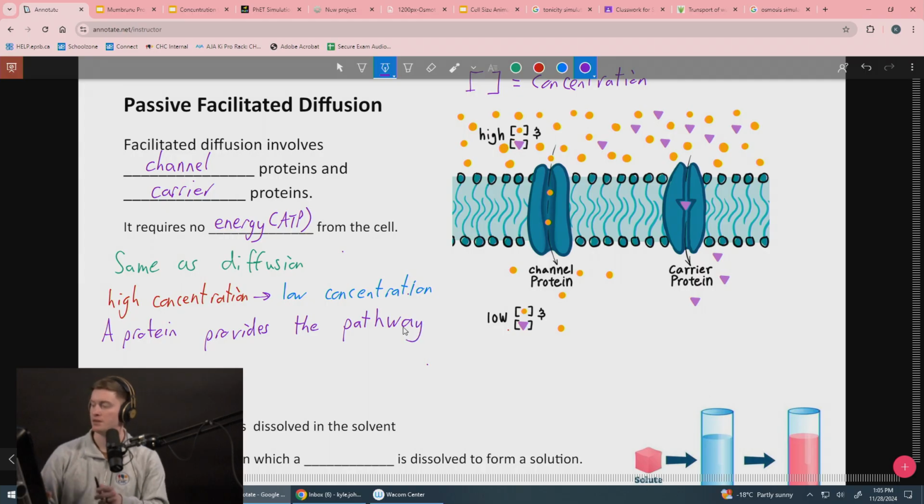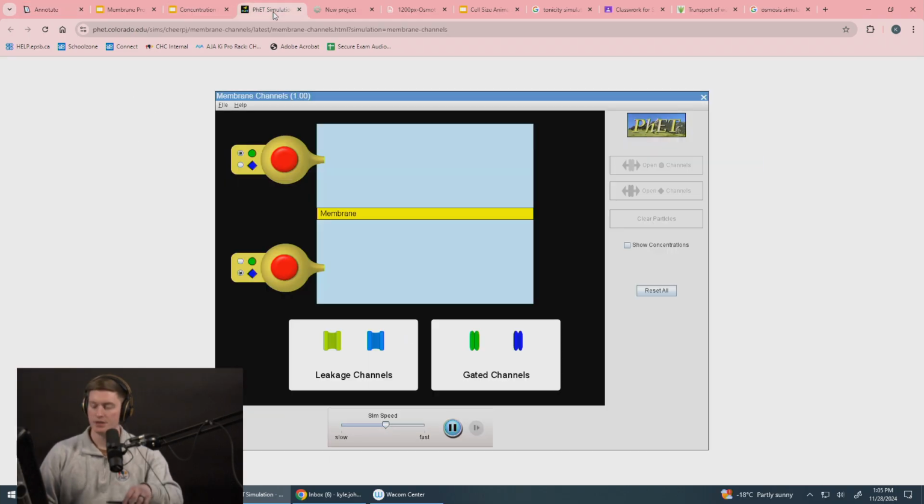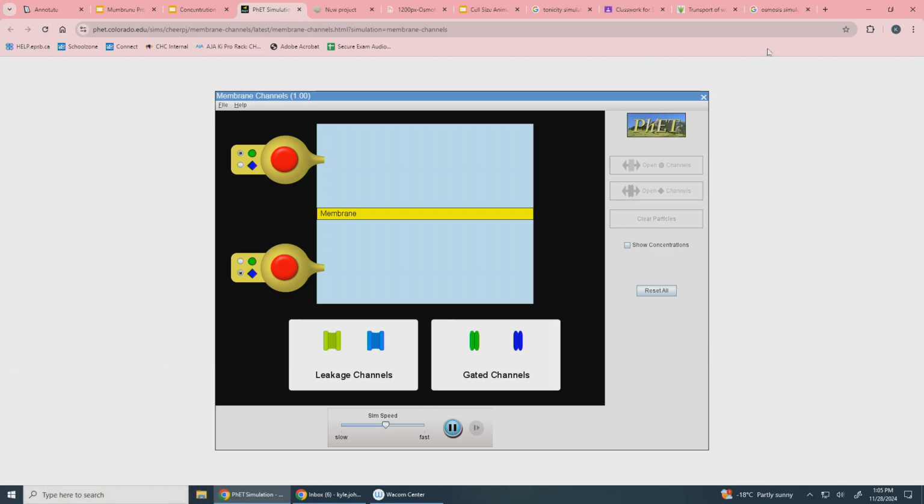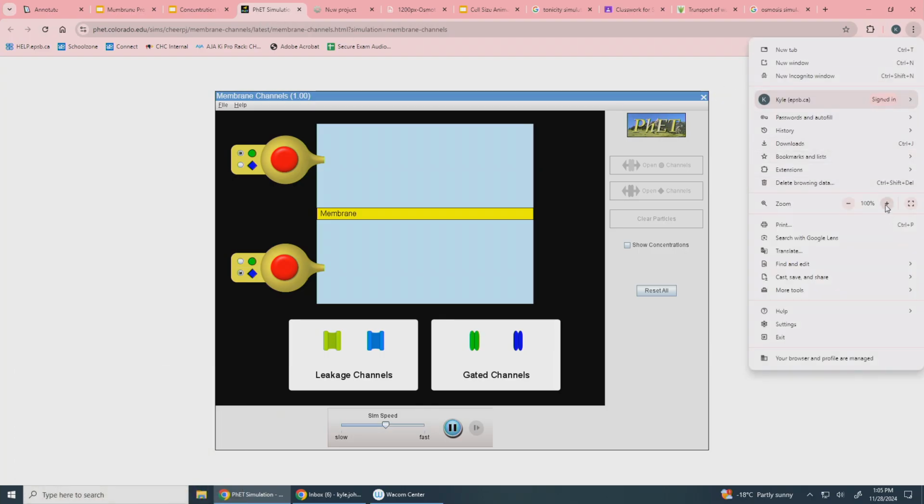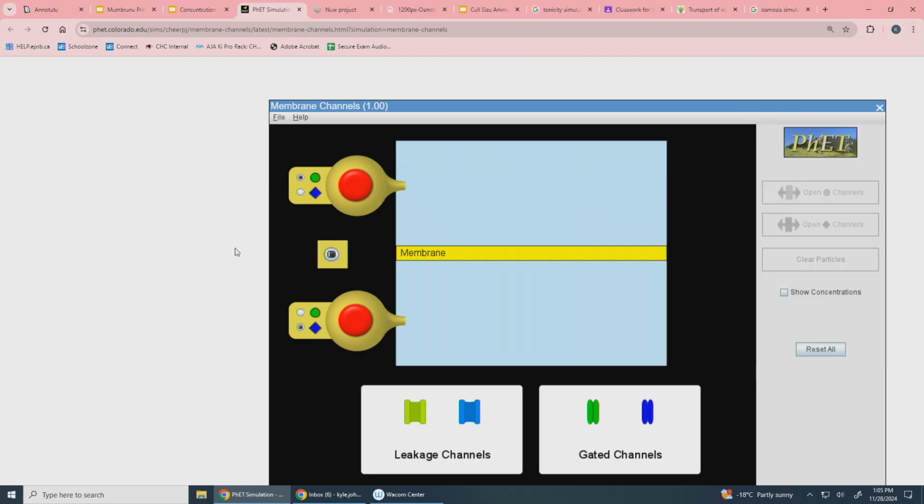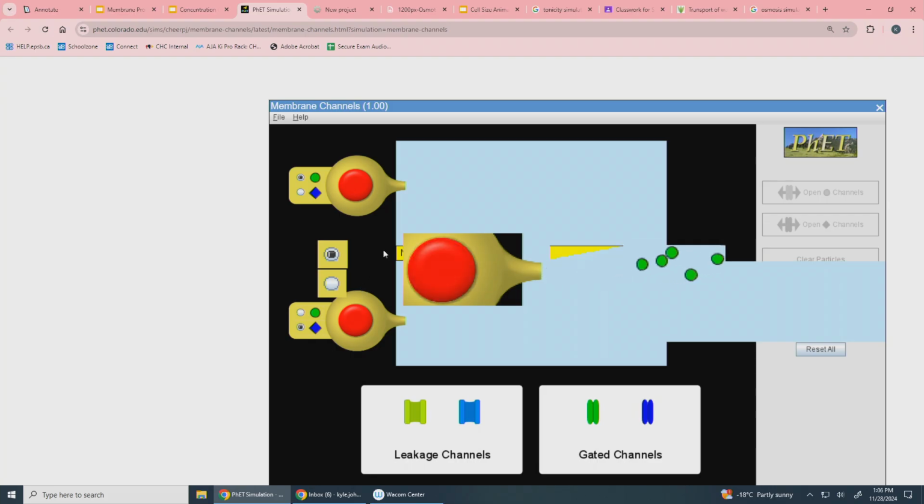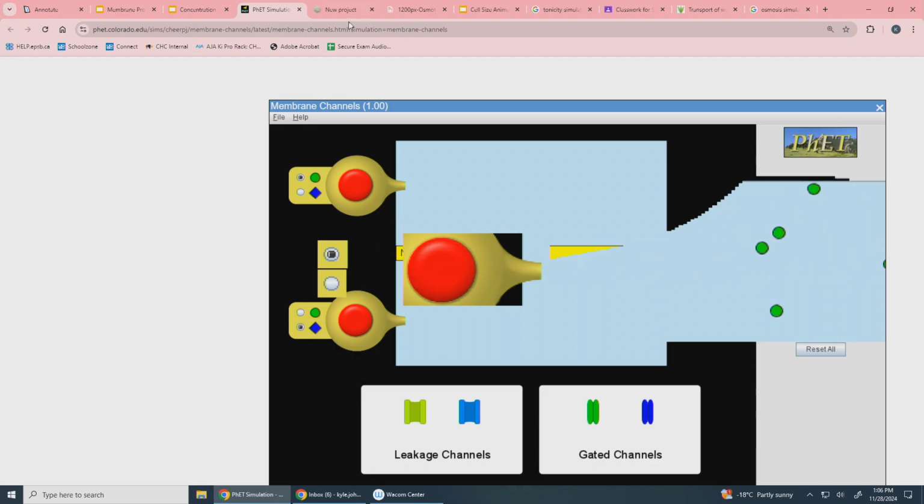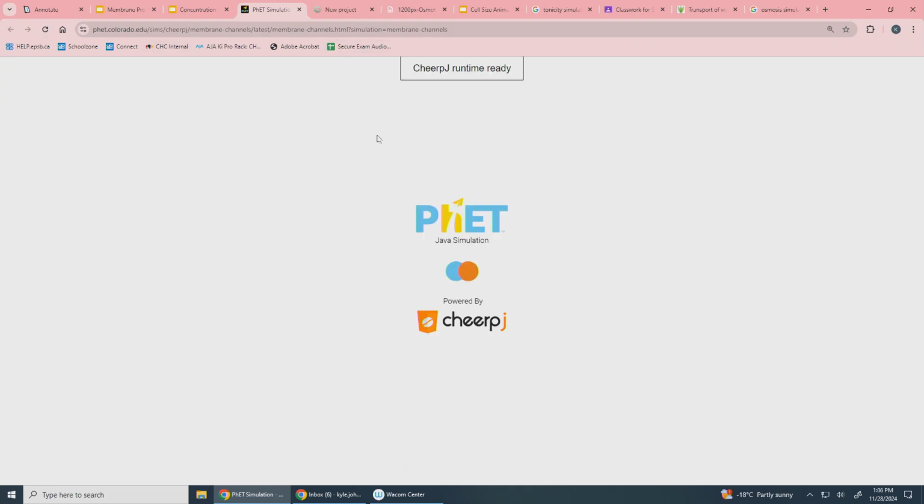All right. I'm going to pull up another simulation here to help describe this. Let's see if I can zoom in on this a little bit. Okay. Here's my membrane. I'm going to say that where my mouse is on the top is outside my cell, and on the bottom is the inside of my cell. I'm going to add some particles. Oh, wow. This is not working the way it's supposed to. Give me a second. Let's try this one more time.